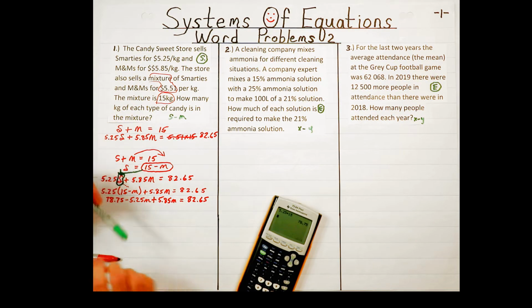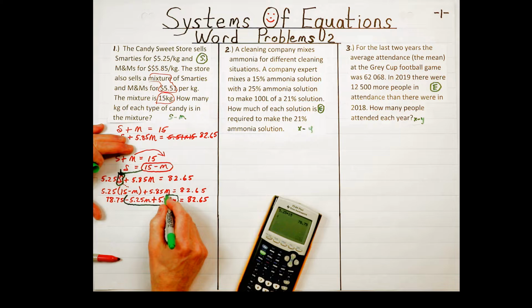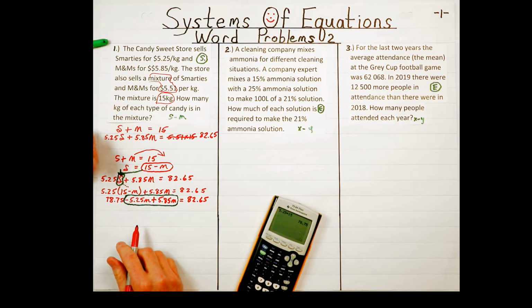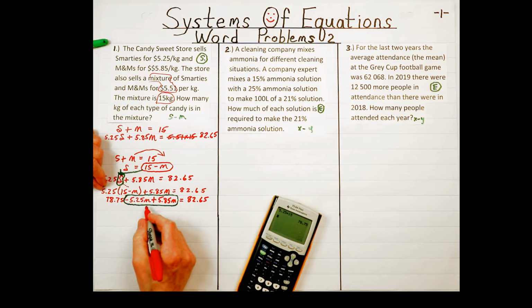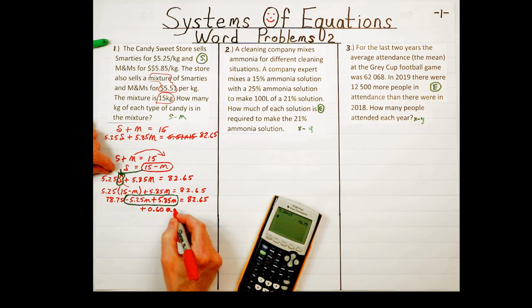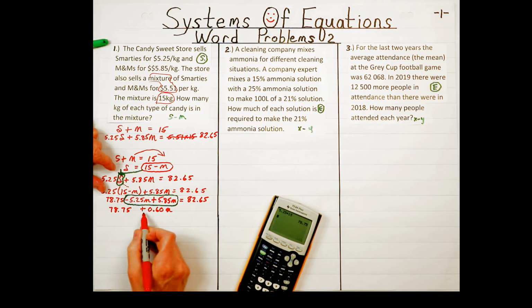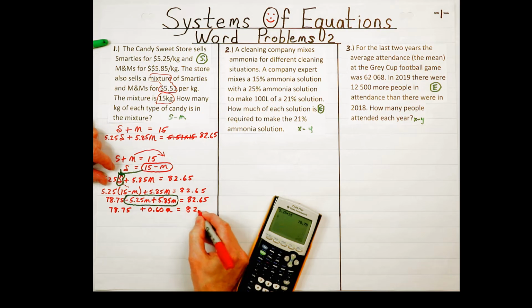Now before we proceed and do anything else, what we have here are like terms. And you know from earlier in the year that when you have like terms, you have to combine them. Now, if we combine these, this is a positive, this is a negative, it looks like we get 0.6 or 0.60 m. And I'm going to bring down my 7875 plus 0.6 m equals 8265.